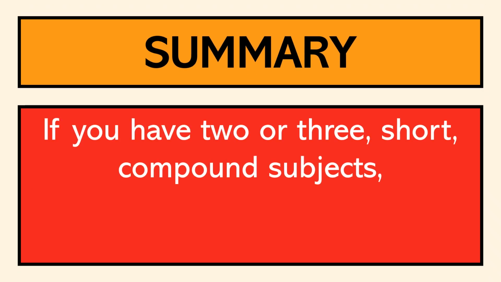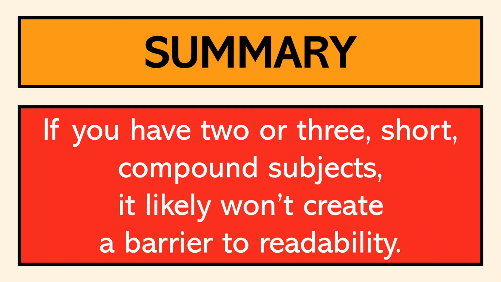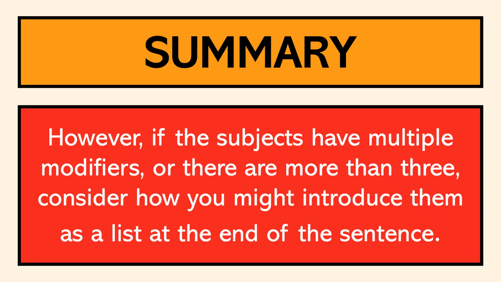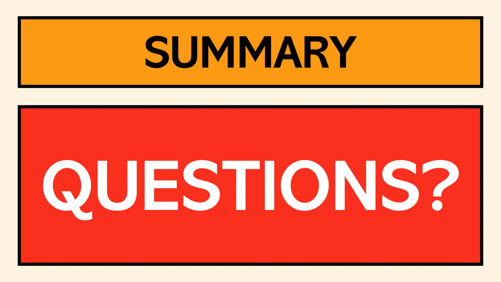If you have 2 or 3 short compound subjects within a sentence, likely won't create a barrier to readability. However, if your subjects have a modifier, or especially if they have multiple modifiers, or alternately, if you have more than 3 subjects, you might consider how to introduce them as a list at the end of the sentence. In this way, you'll provide the reader with the framework and context with which to understand those items, and then introduce the items, making it far easier for the reader to comprehend and understand what you're trying to express. Hopefully that provides you with clarity on how you can enhance the readability in your writing.